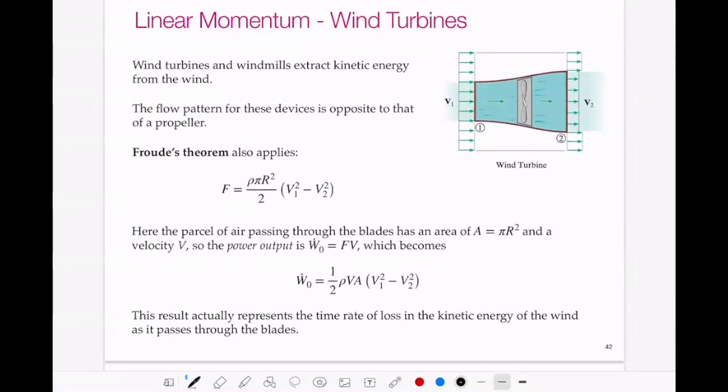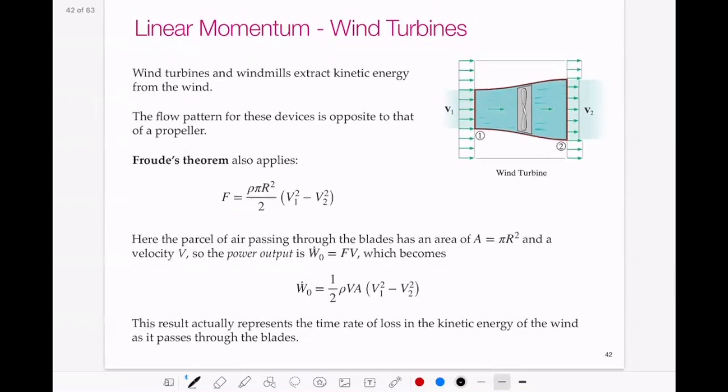So we're past our time. We'll leave it here and we'll pick up on wind turbines on Thursday. And we'll finish up linear momentum and hopefully get started on conservation of energy.